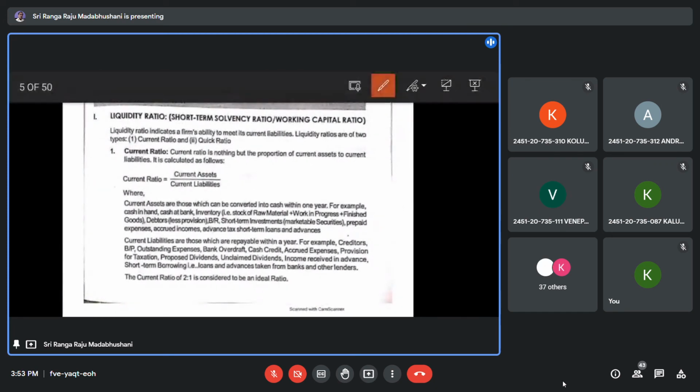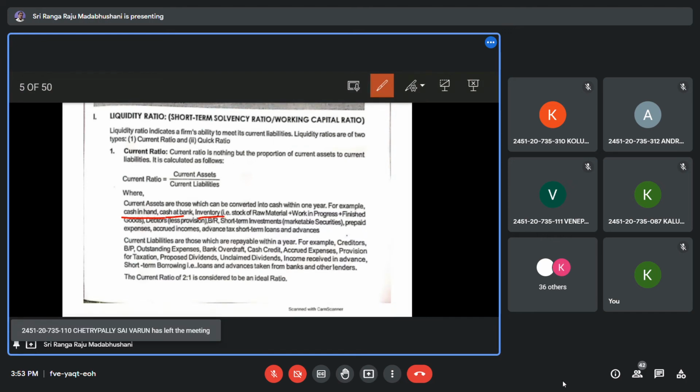Current assets include, for example, cash in hand, cash at bank, inventory. If it is ordinary trading, then you will have only stock. If it is production, then raw material, work in progress, and finished goods, three forms of stock.